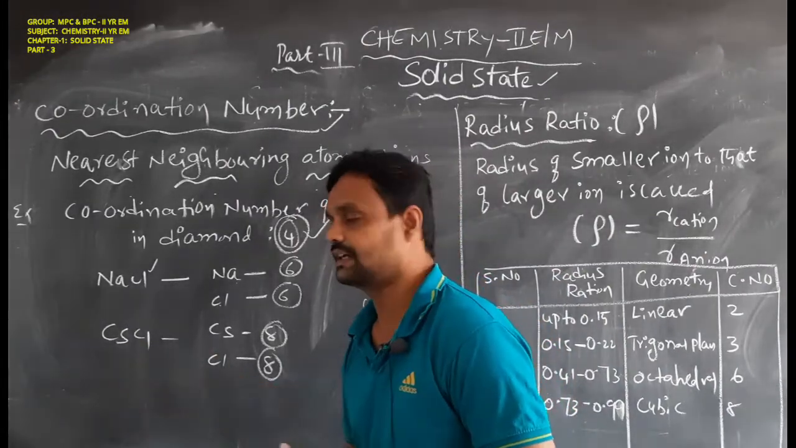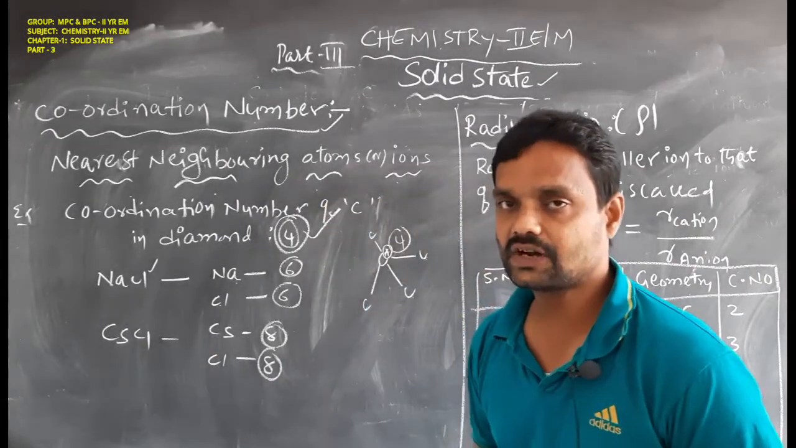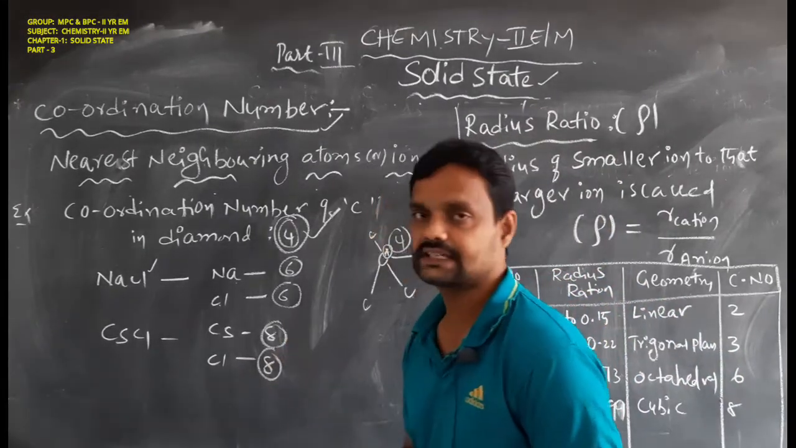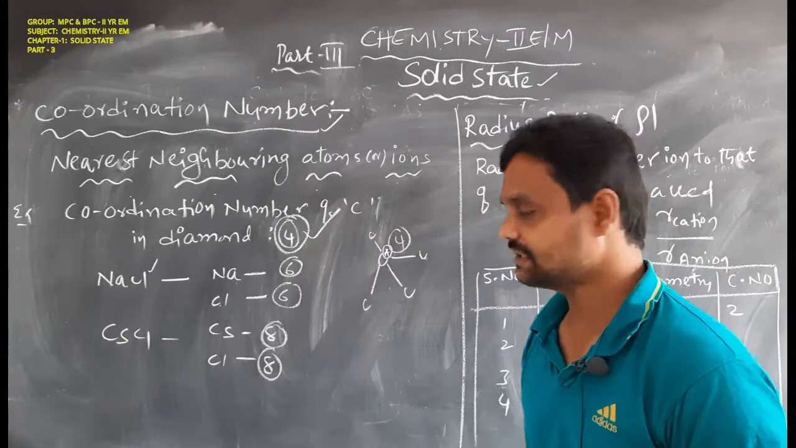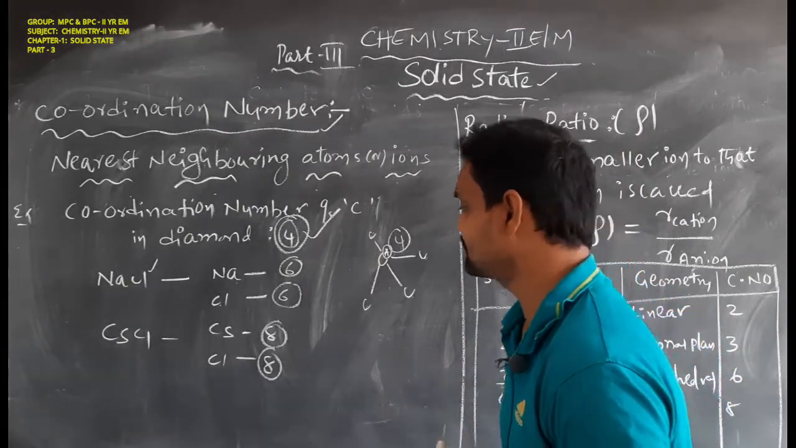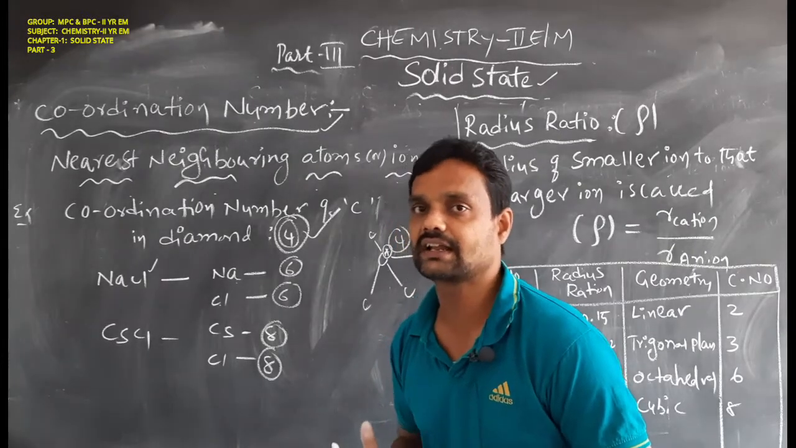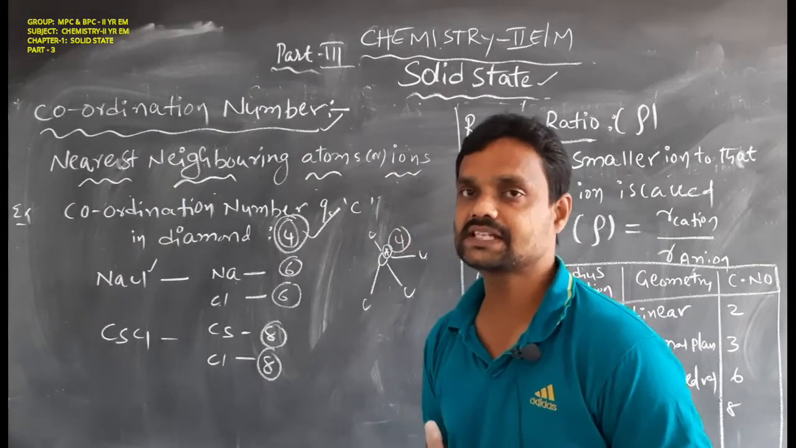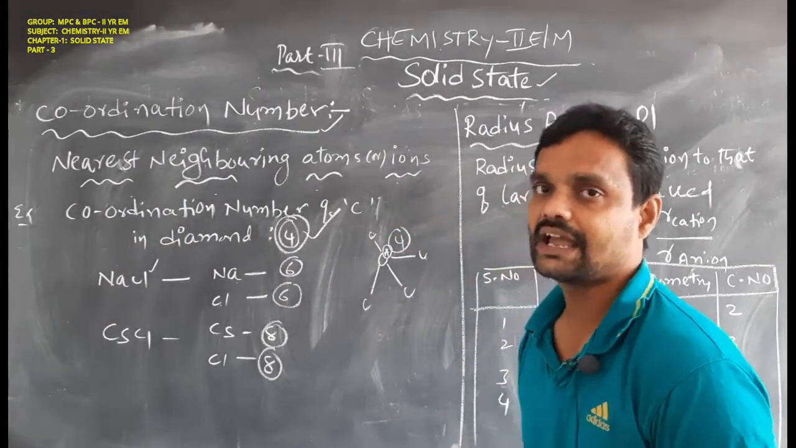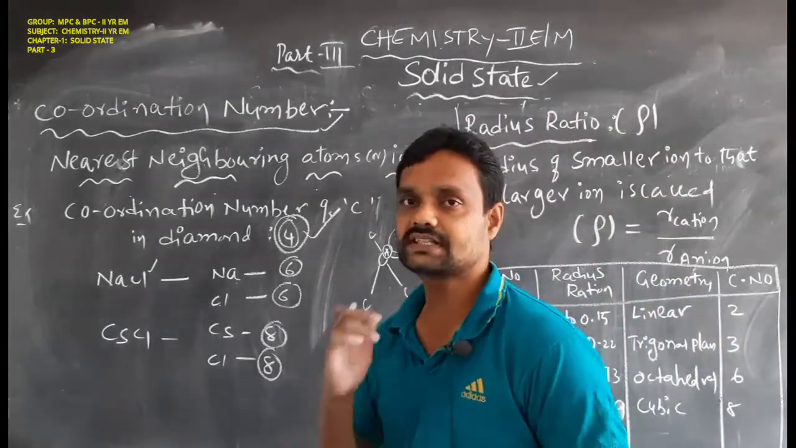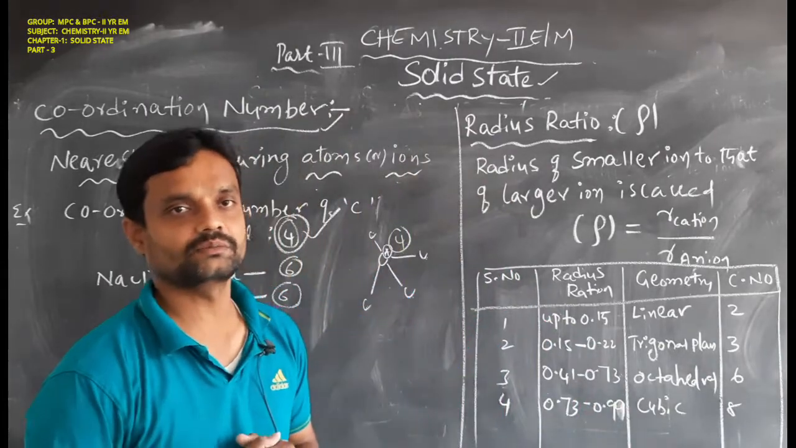Then cesium chloride, for example. The coordination number of cesium in cesium chloride is 8. Similarly, the coordination number of chlorine in cesium chloride is also 8. So this is the meaning of the coordination number: nothing but the nearest neighboring atoms or ions.